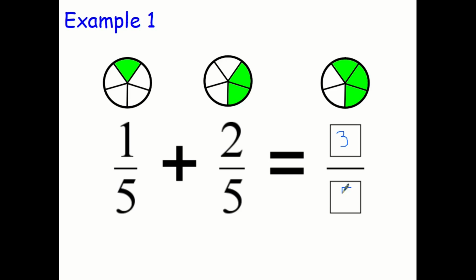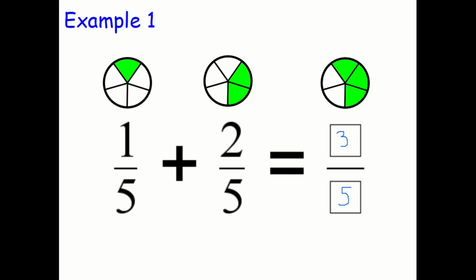And what we said the rule was, is that if you have a common denominator, i.e. the number on the bottom of the fraction is the same, then you can add the numerators. So in this case 1 plus 2 making 3. And that is also true for subtraction. If the denominators are the same, you can subtract the numerators as well.